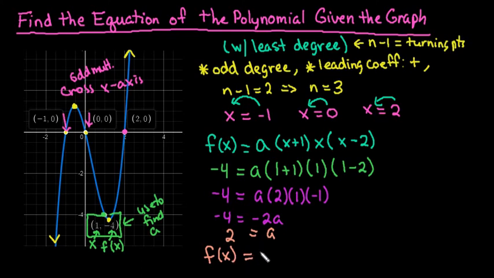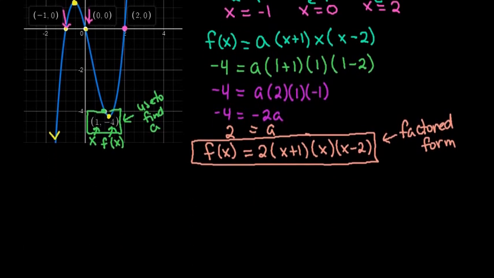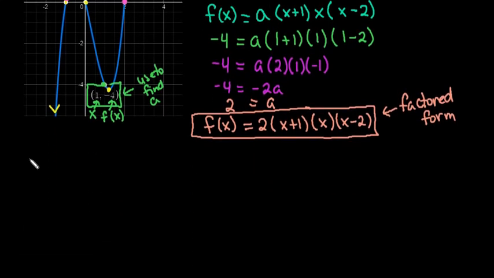So we can say that f of x equals 2 times (x + 1) times (x - 2). This is a completely acceptable form of the equation, and this is known as the factored form. Sometimes you are going to be allowed to just leave it in factored form, and other times you are going to be asked to put it in standard form. If you have to put it in standard form, all that means is we're just going to expand the equation by multiplying out all of our information.